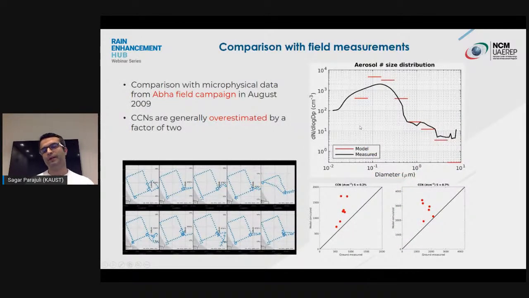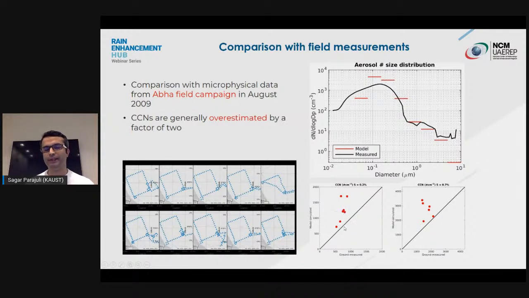We compare our simulations of aerosol number size distributions with field measurements. We can see here the 8 sectional sizes of aerosols match quite well with the observations. This is a log graph, but there is some difference. For microphysical observations, there is already very high uncertainty, so these differences are not uncommon.